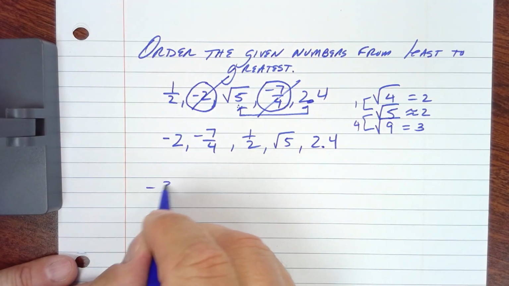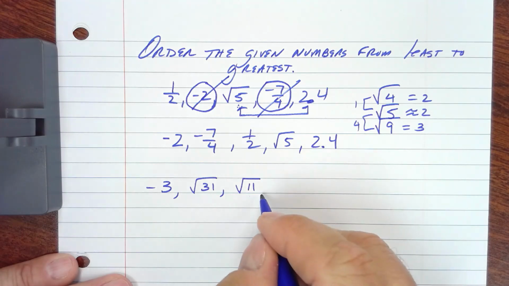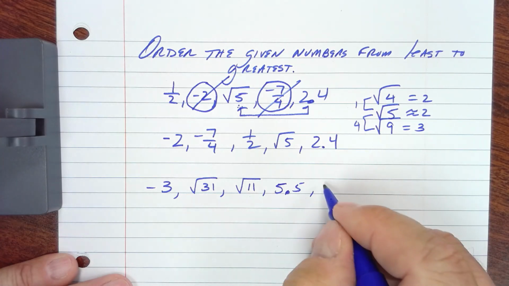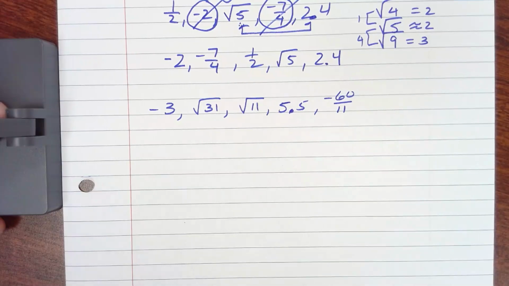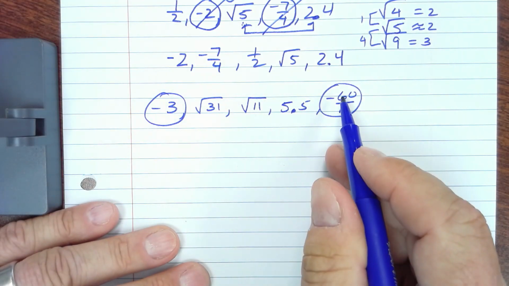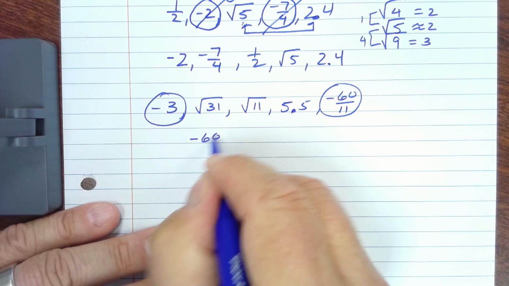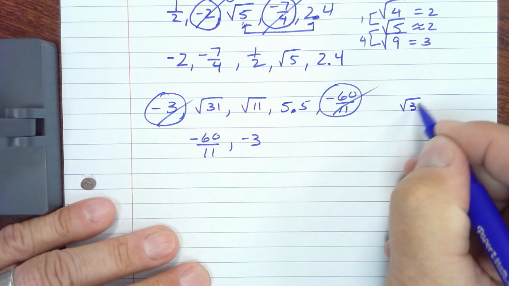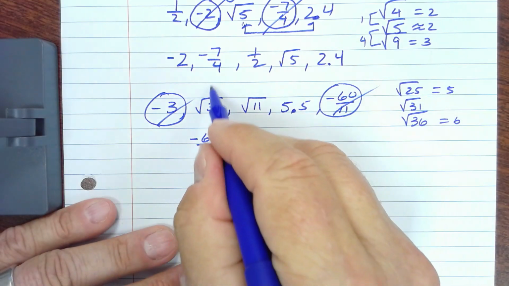Last one. -3, square root of 31, square root of 11, 5.5, and -60 over 11. Again, I'm going to concern myself with the smallest numbers, the negative numbers. I have -3 and -60 over 11. Well, 11 goes into 60 almost 6 times. So it is a lot more negative than the -3. So these two are out. The square root of 31 is between 25 and 36. So I'm comparing these two.